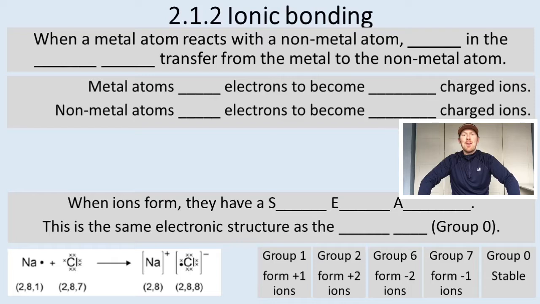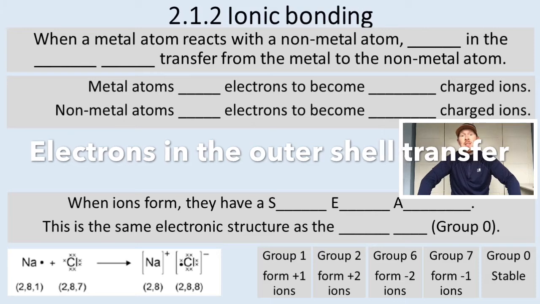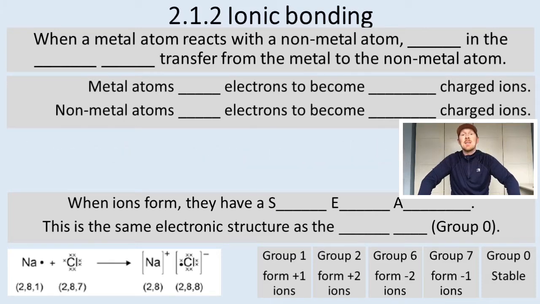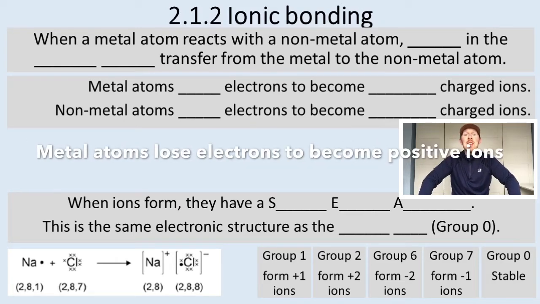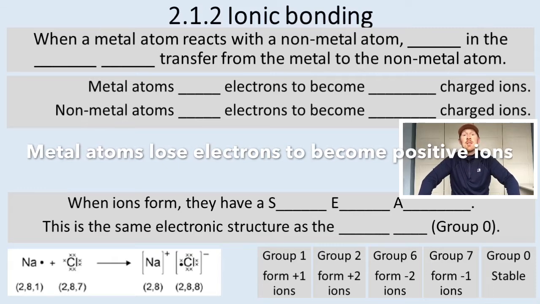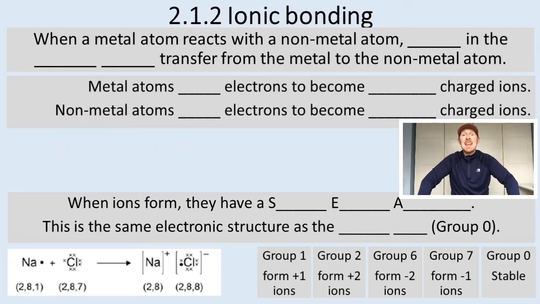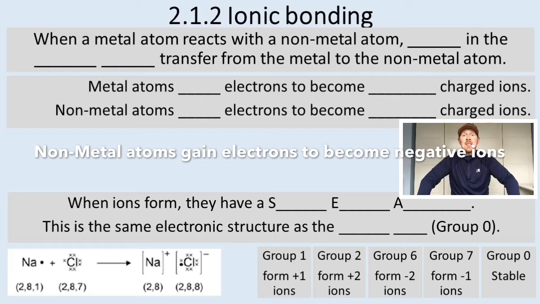C2.1.2 ionic bonding. So ionic bonding is when a metal atom reacts with a non-metal atom. There's a transfer of electrons. The electrons from the outer shell of the metal atom transfer to the outer shell of the non-metal atom. So metal atoms lose electrons and form positive ions. Non-metals gain electrons and they form negative ions.